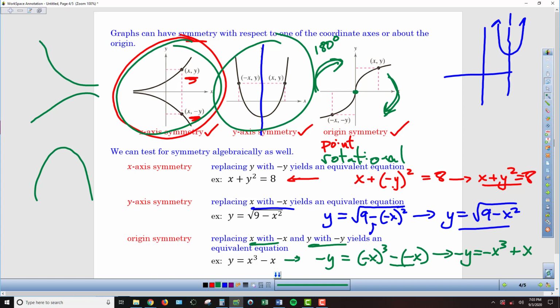And so now, it doesn't look exactly the same at this moment, but if I divide everything by negative 1, then we can see that we are indeed going to get back to where we started. Negative y will become y, negative x cubed will become positive x cubed, positive x will become negative x, and so we indeed can get right back to where we started. So that's our test for origin symmetry.